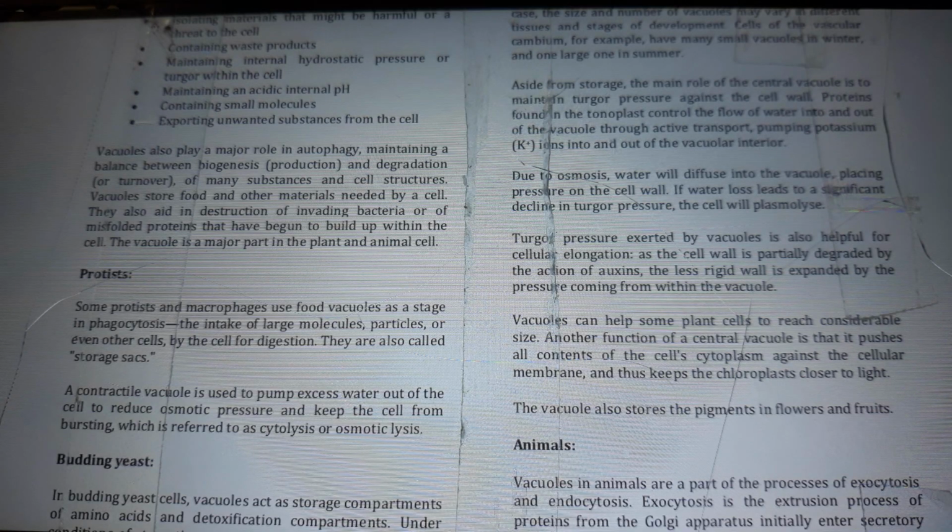If the water loss leads to a significant decline in turgor pressure, the cell will plasmolyze.